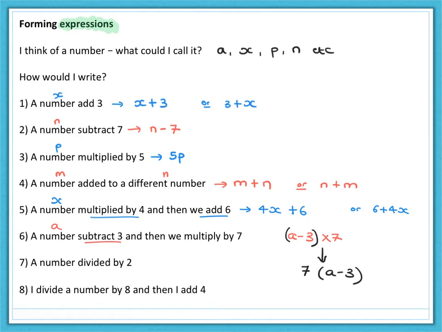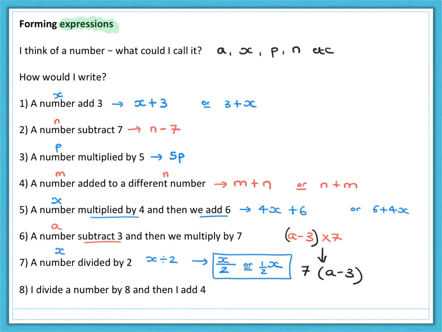Number 7, a number divided by 2. I'm going to call my number x. Now, some of you might want to write x divided by 2, but again, in algebra, we tend not to use the division symbol if we can help it, and it's neater for us to write x over 2, a little bit like a fraction, or we could write a half x, which means the same as x divided by 2. So the best answers are these answers here.